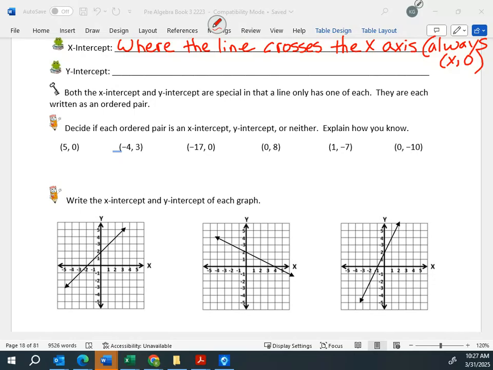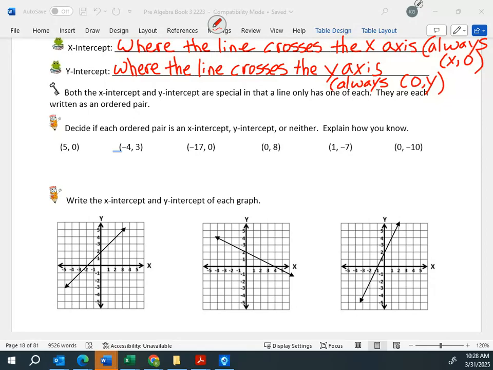Any guess on what the y-intercept is, knowing what the x-intercept is, Hadley? Where the line crosses the y-axis. Very good. So the y-intercept would be where the line crosses the y-axis. Any guess on what that coordinate would always be? Vivi? 0, y. So if it's going to cross that y-axis, the x will always be 0. That's when it crosses the y-axis.